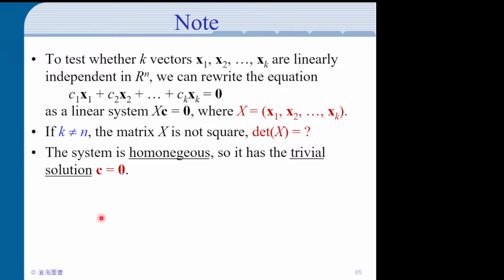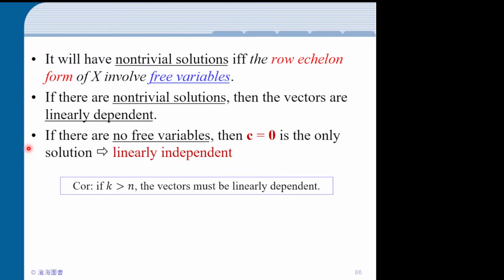In this case, you need to do basically a similar thing, but then you need to go back and solve for the row echelon form of X, and see if there are free variables. If you have free variables, then you have a non-trivial solution and the vectors are linearly dependent. If you have no free variable, then you only have the trivial solution and they are linearly independent. And we'll see this more next time.